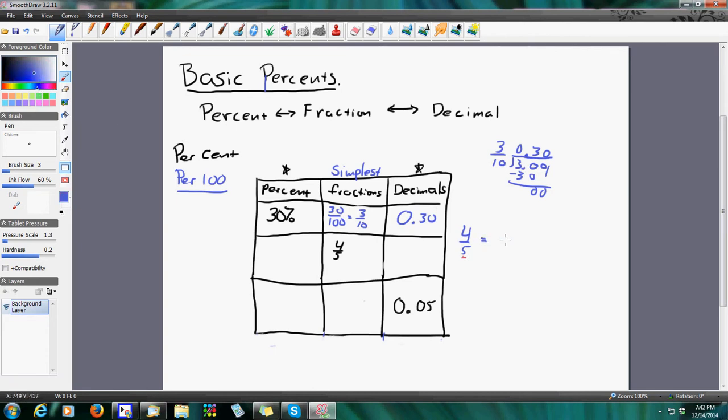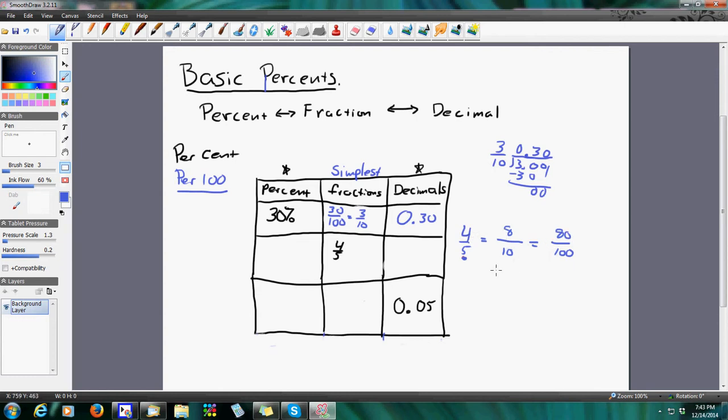Well, let's say I'm not super good at math and I'm a little wary. I say, well, how can I make 5 into 100? I'm not sure, but I know if I multiply by 2, I'll get 10. And this will become an 8. Well, that's close. Now, I also know that if I multiply 10 by 10, I get 100. And 10 times 8 would be 80. And sure enough, 4/5 is 80 out of 100.